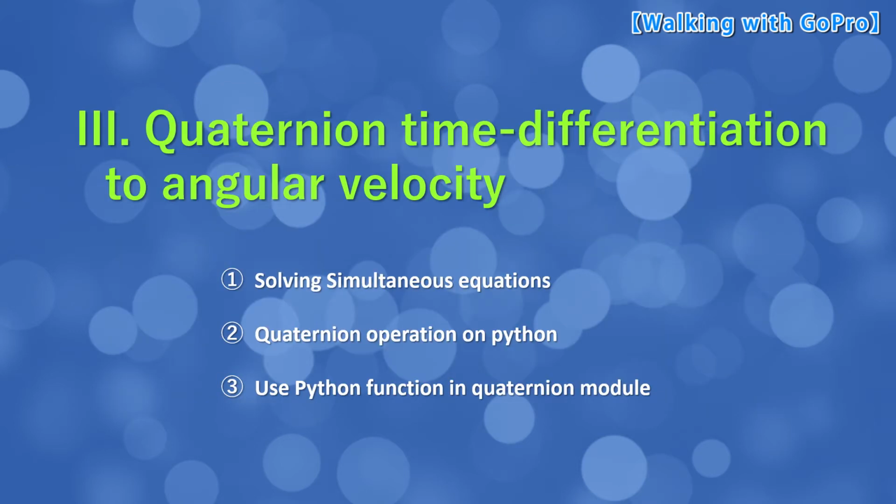In the last chapter, I am going to talk about quaternion time differentiation to angular velocity. Here, I will introduce 3 methods: solving simultaneous equations, quaternion operation on Python, and using a Python function in the quaternion module. The data used in this chapter is the same as the video at the beginning, taken at Kasai Rinkai Park.